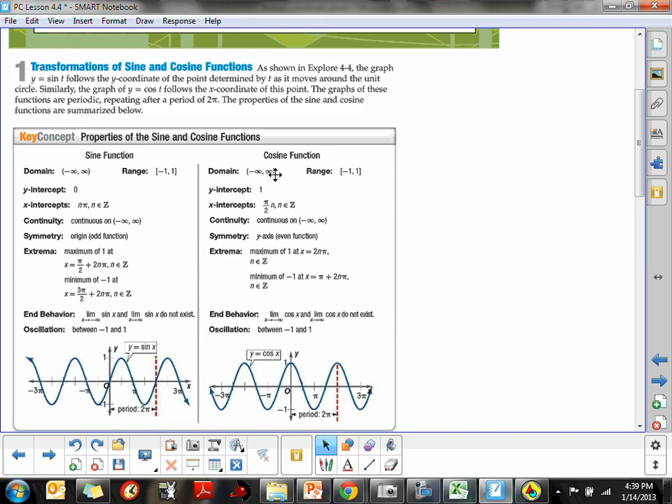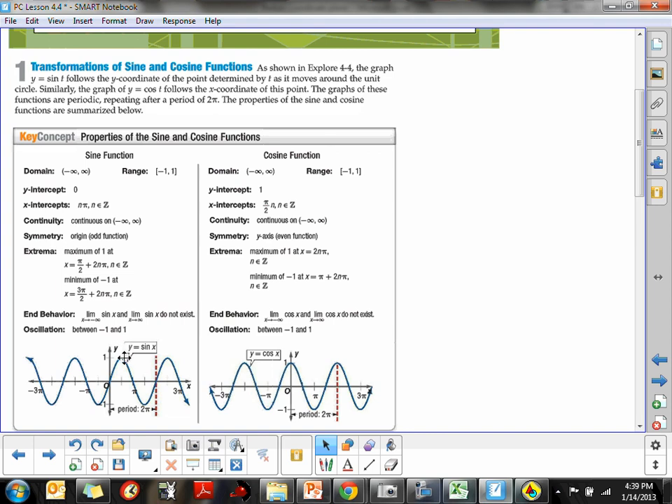The domains mean that we can wrap around in either direction an infinite number of times. The ranges, the highest values that sine and cosine values can ever get, are -1 and +1 as parent functions. You see some minor changes in the x-intercepts, y-intercepts. Continuity is the same everywhere. Symmetry, that's awful nice to know, your symmetry on the origin.